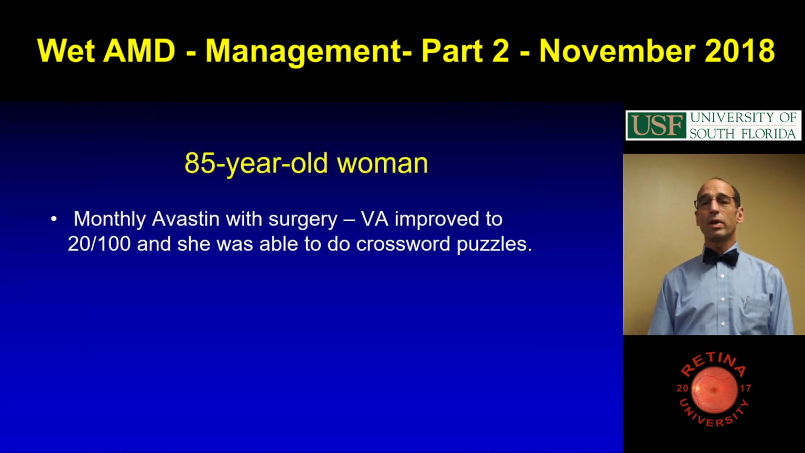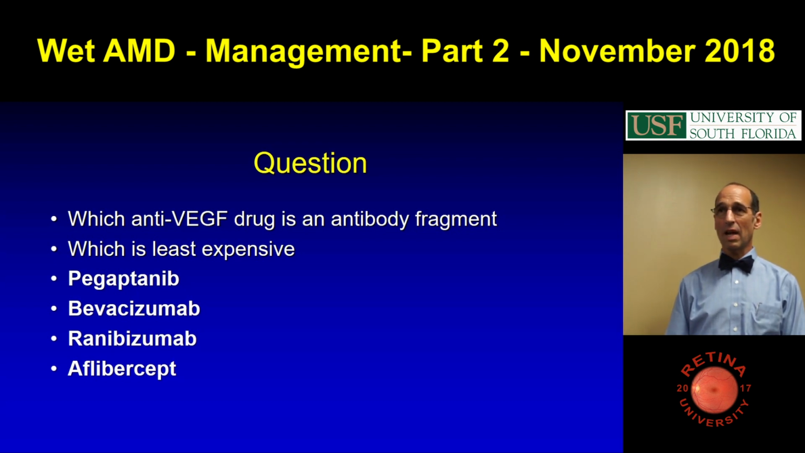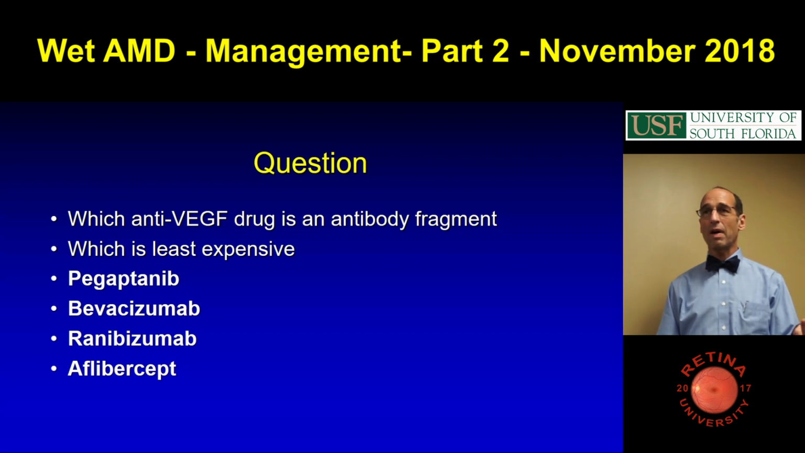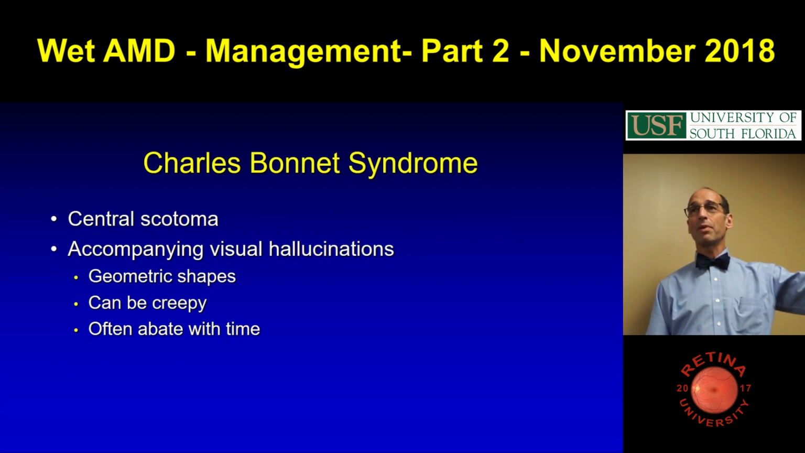So quickly, which anti-VEGF drug is a fragment? Do you remember? Yeah, ranibizumab. That's the fragment. Aflibercept is a synthetic fusion protein, not a monoclonal antibody, right? And then which one's least expensive? We didn't talk about that. And Charles Bonnet syndrome, when people see stuff that's not there, you just have to reassure them that that's not uncommon. 25% of people with poor central vision will see things that aren't there. The common one I get is they'll look at the door and say it looks like it's made out of brick.